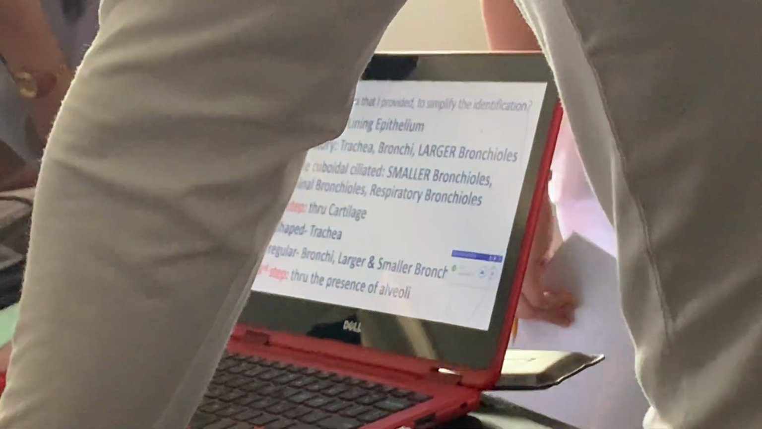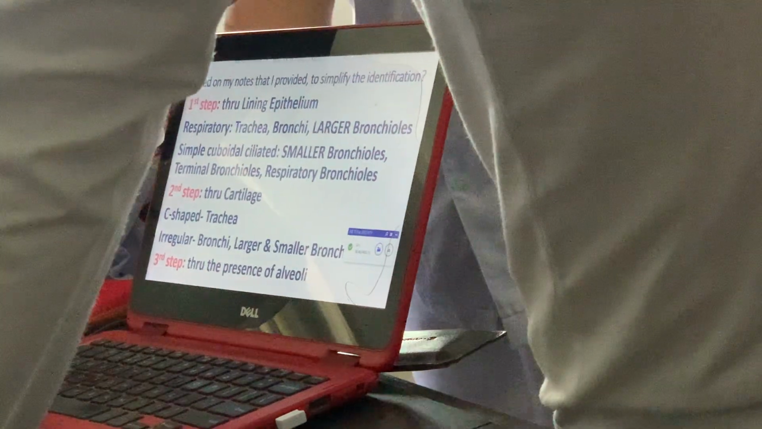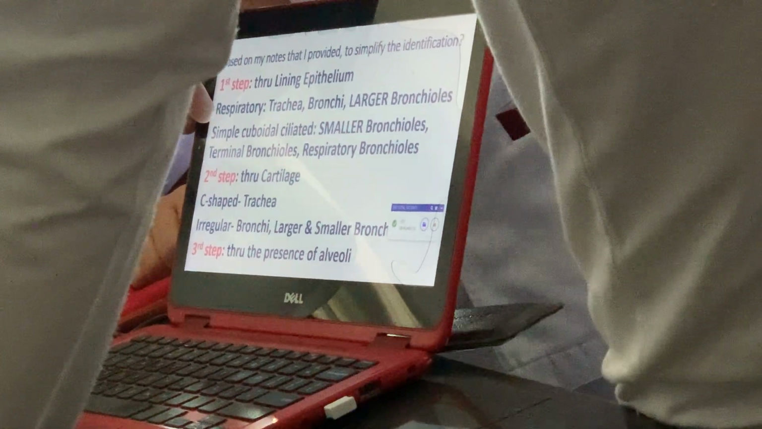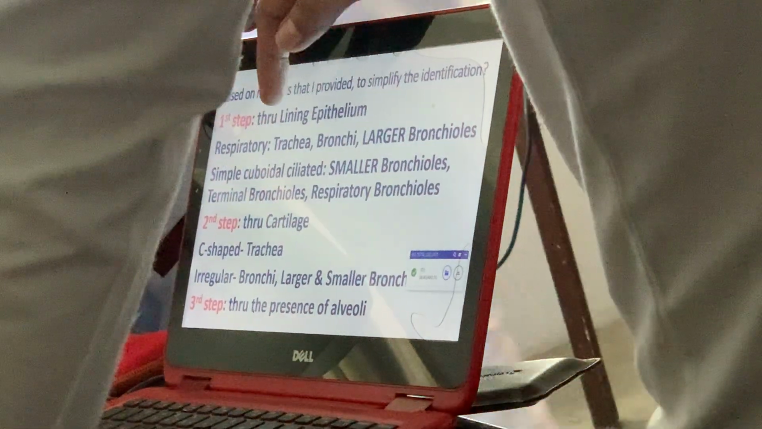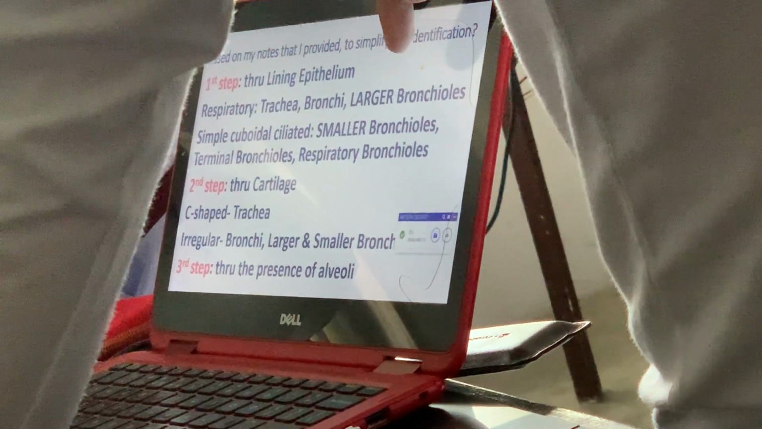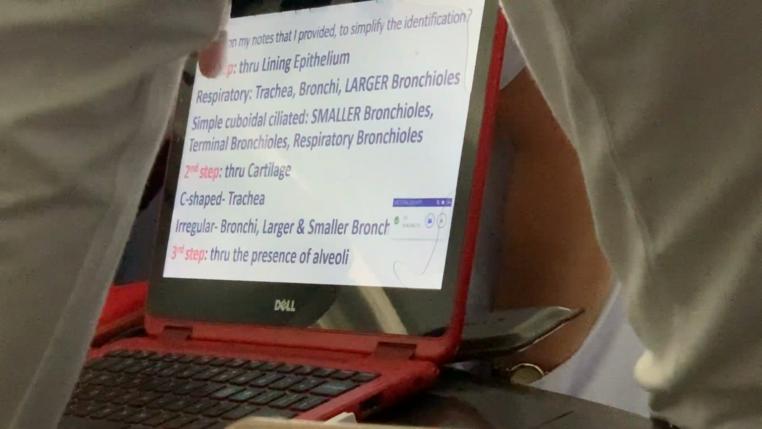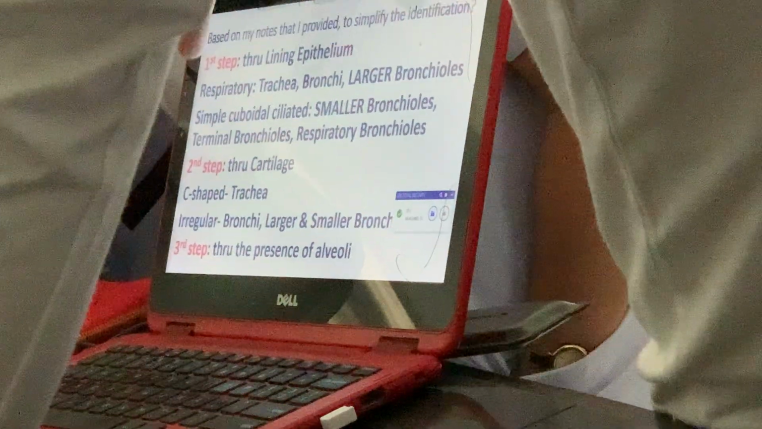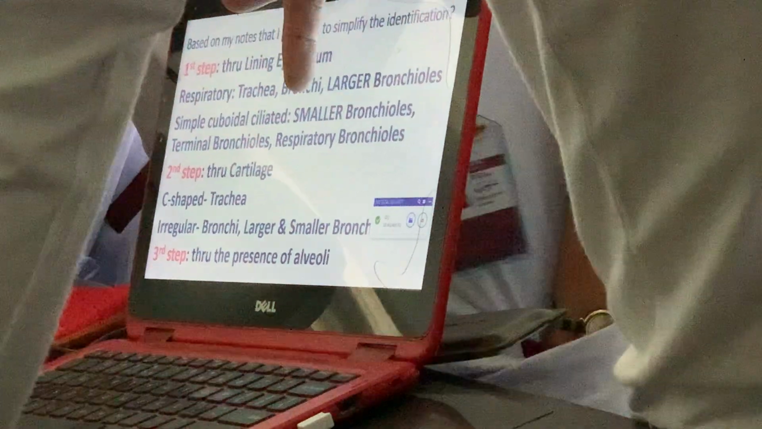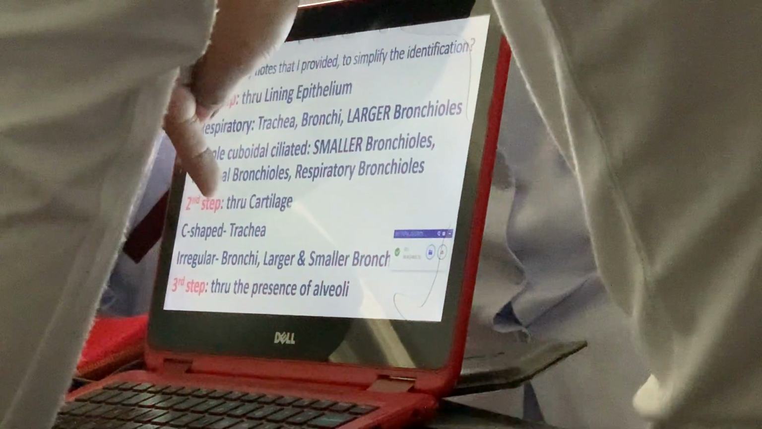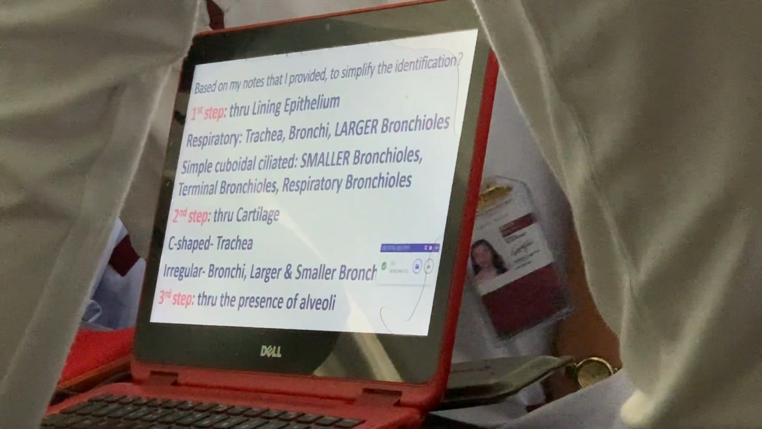So step 1 is really the respiratory. Then next is the simple cuboidal. So what belongs to the respiratory? The trachea, bronchi, and the larger bronchioles. But the simple cuboidal ciliated belongs to the smaller bronchioles, the terminal bronchioles, and the respiratory bronchioles. Step 2, you look for the cartilage. What's the shape of the cartilage?